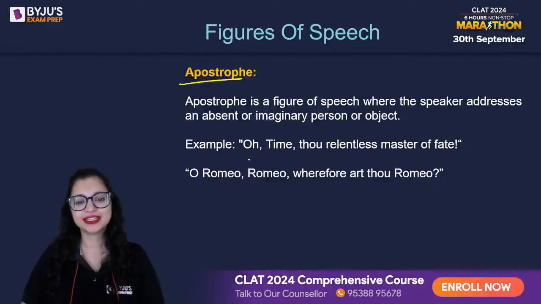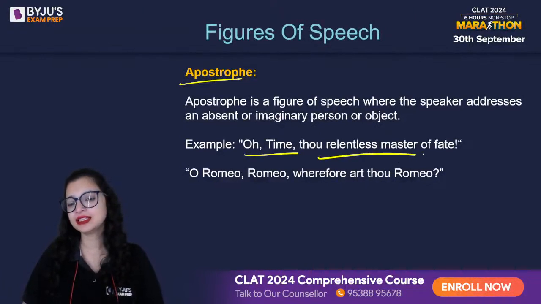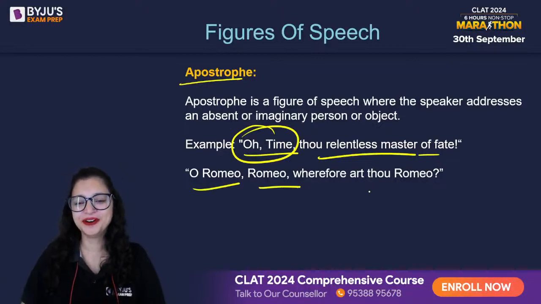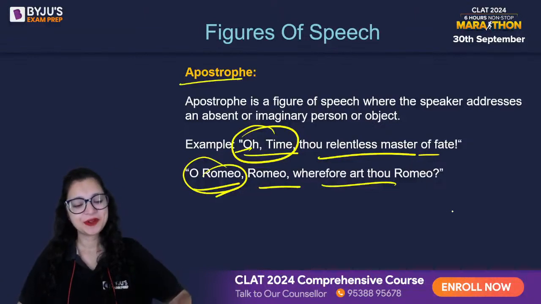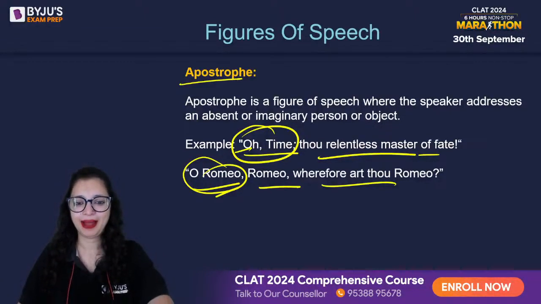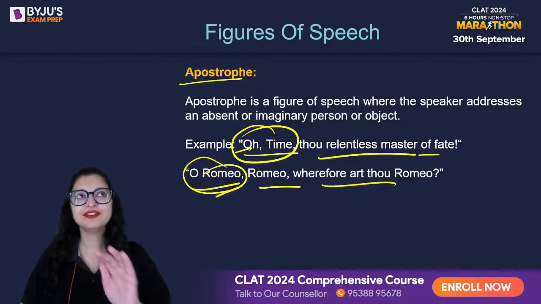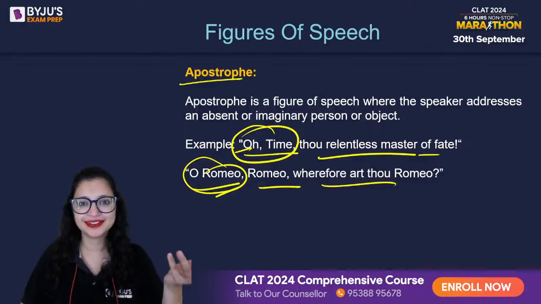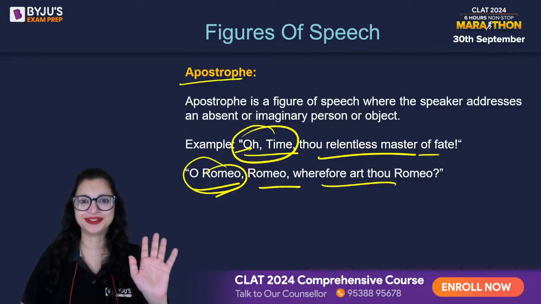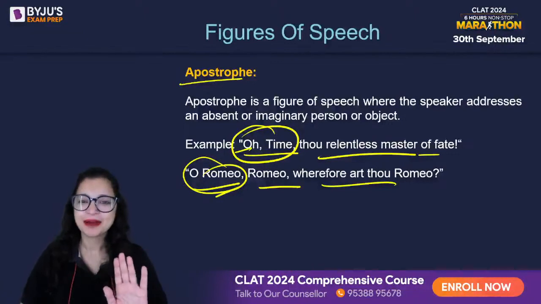Apostrophe. Look at the sentence. Oh, time, thou relentless master of fate. ऐसा लग रहा ना मैं टाइम से बात कर रही हूँ. Oh, Romeo, wherefore art thou Romeo? मैं ढूंढ रही हूँ रोमियो को, बट ऐसा लग रहा है ना मैं रोमियो से बात कर रही हूँ. रोमियो है नहीं सामने मेरे. टाइम है नहीं सामने मेरे. When you talk in a manner as if the person is right in front of you. Oh, moon, चंदा मामा, twinkle twinkle little star. ऐसे लगता है कि आप बात कर रहे हो. वो आपके सामने है, but सामने है नहीं.